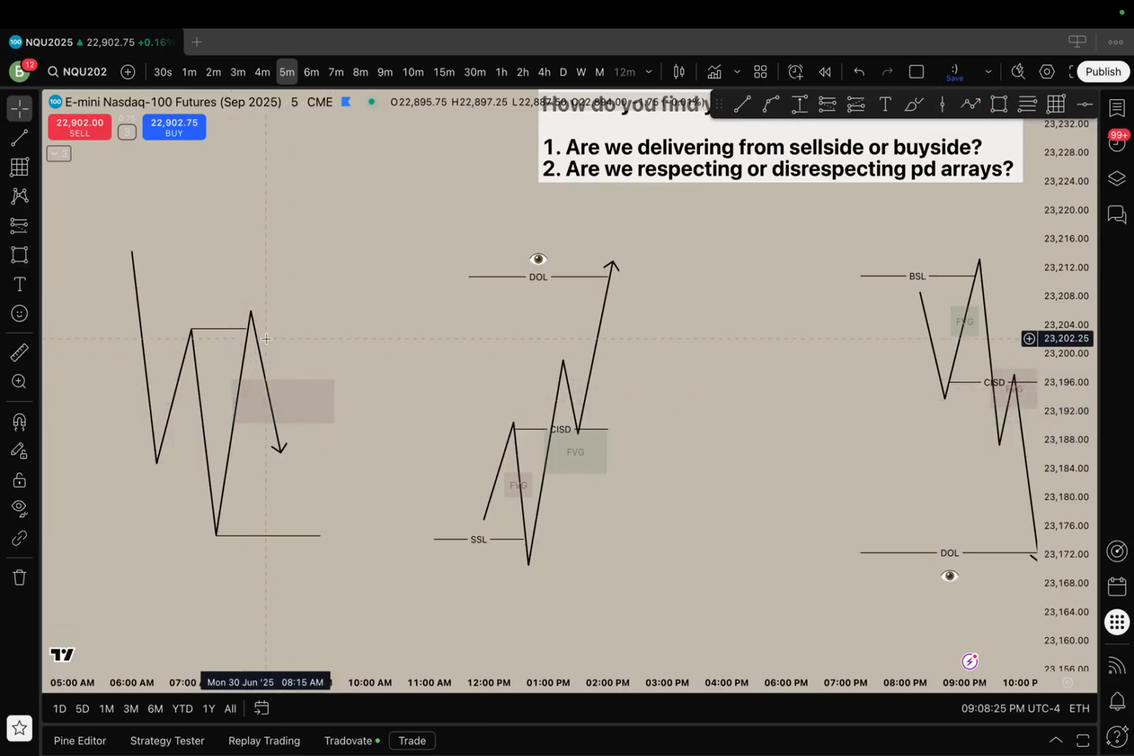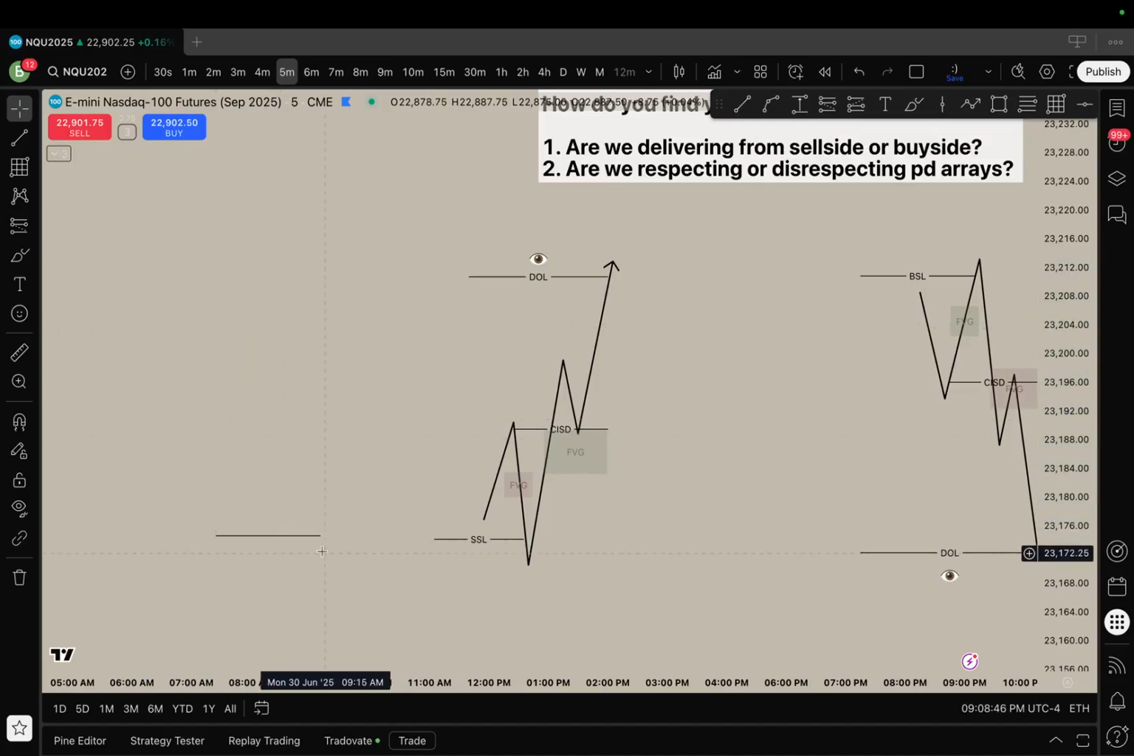Delivering from buy side, we have swept this high. We have an inversion, so we're disrespecting a bullish for rally gap that we have here, most likely. And then we are going to respect a bearish for rally gap that we have here, and then send price lower. Okay. So this is what a bearish draw on liquidity looks like. This is what a bullish draw on liquidity looks like.